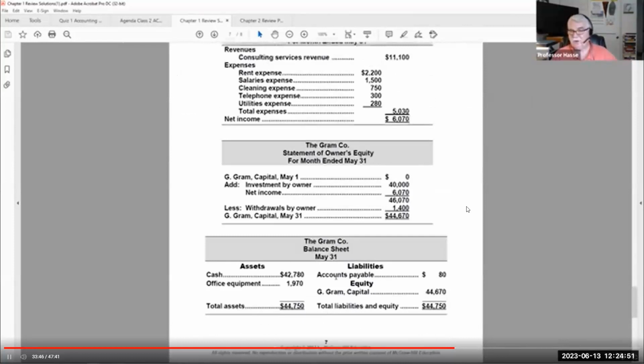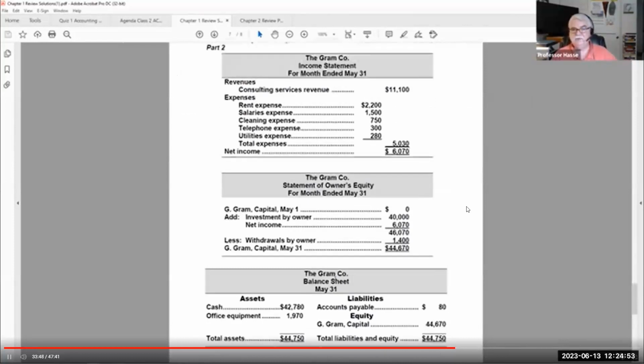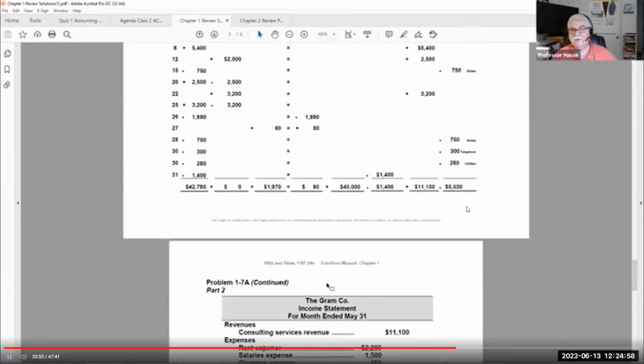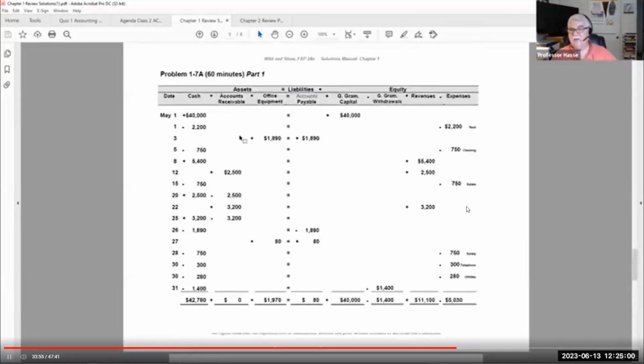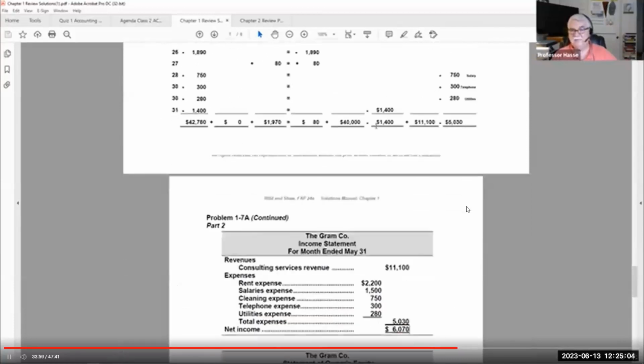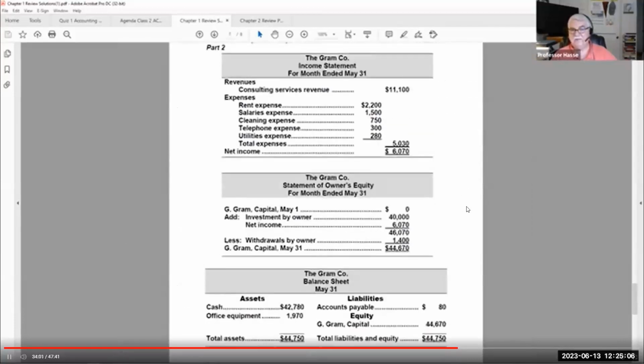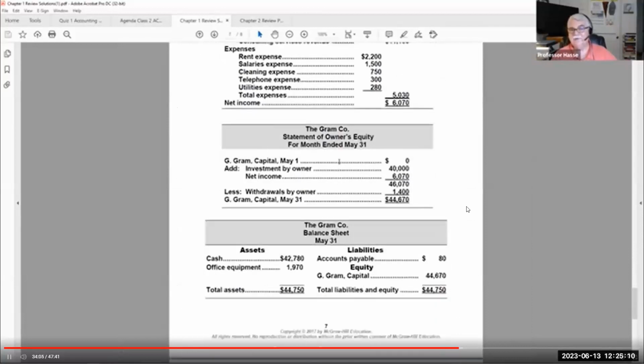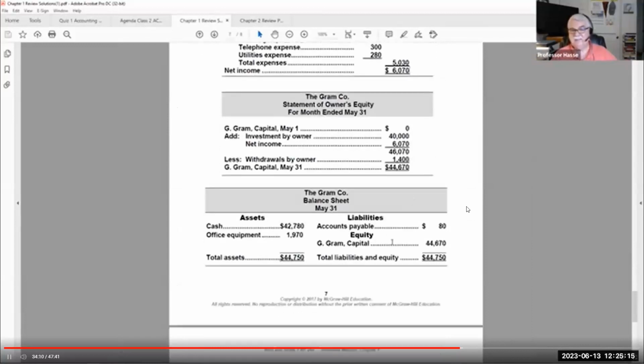In a very small and simple version, we just completed the accounting cycle. We recorded the business events according to accounting principles of assets equals liabilities and equity. We recorded those in a financial statement that tells the world, hey, we made a profit. The owner of this business has $44,670 of equity.